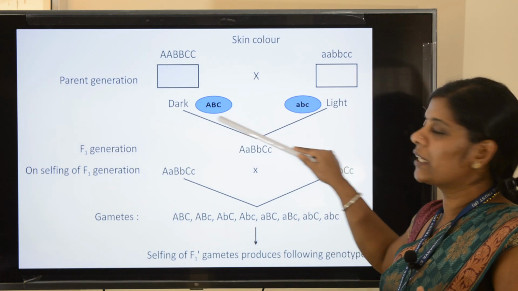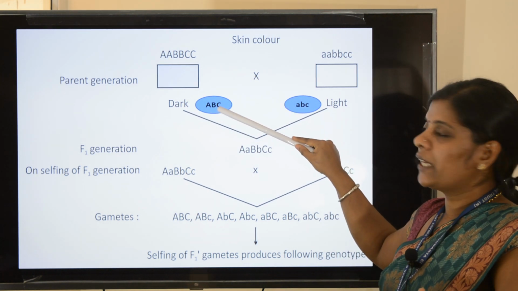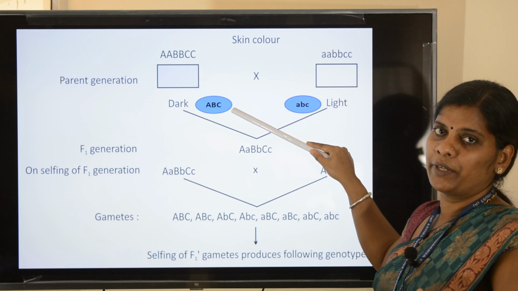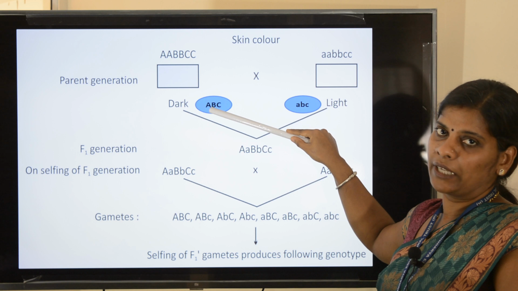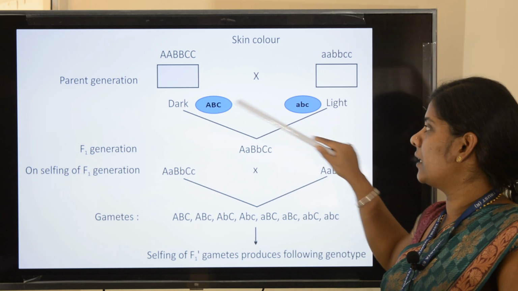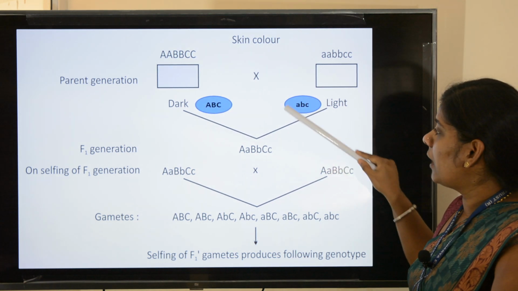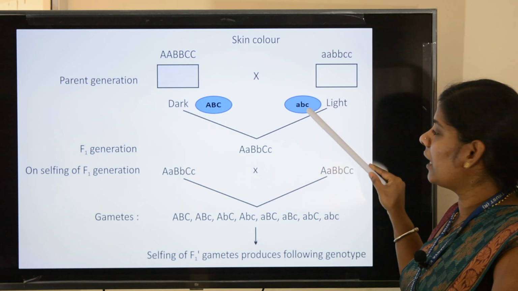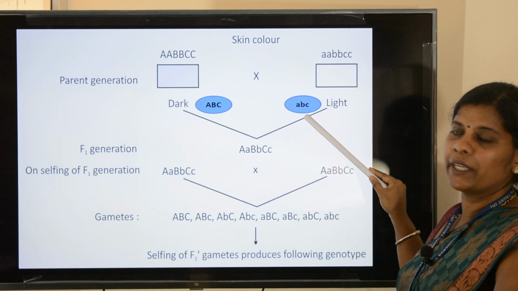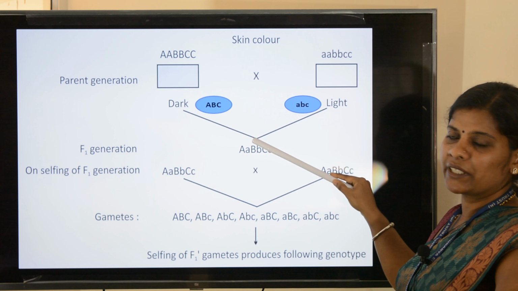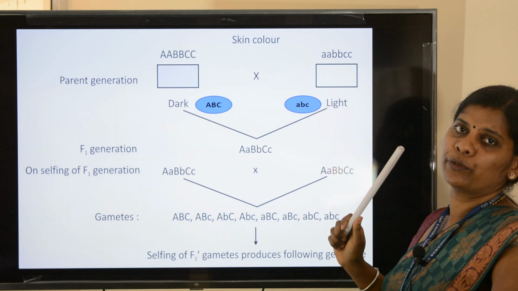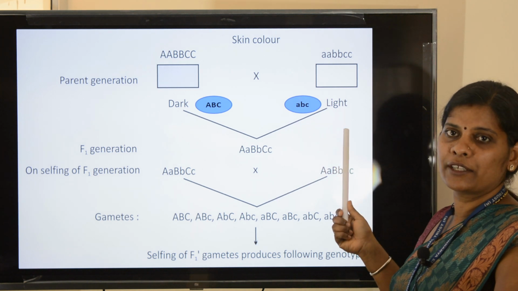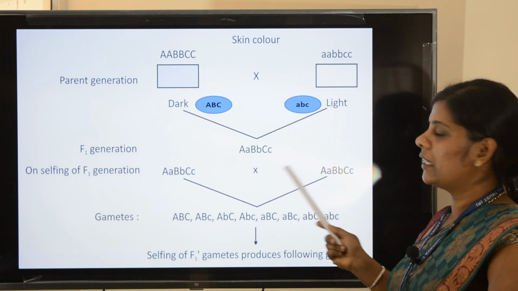They produce gametes: one with A, B and C, where all the alleles are dominant. From each gene one allele is transferred to the gamete. The other has all three recessive: small a, small b, small c. When these two gametes combine in the F1 generation, an intermediate phenotype, or mulatto, is expressed. Intermediate skin color is obtained.